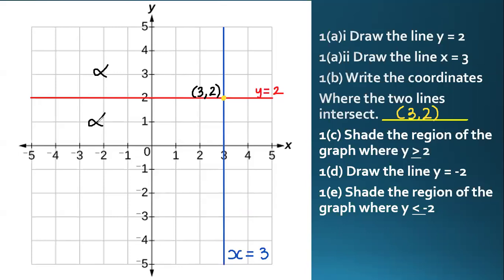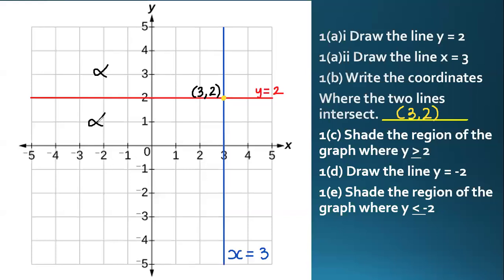Is it above or is it below? Above. It's above. Why do you say it's above? Because it's greater than 2. It's greater than 2. And what are the numbers that are greater than 2?